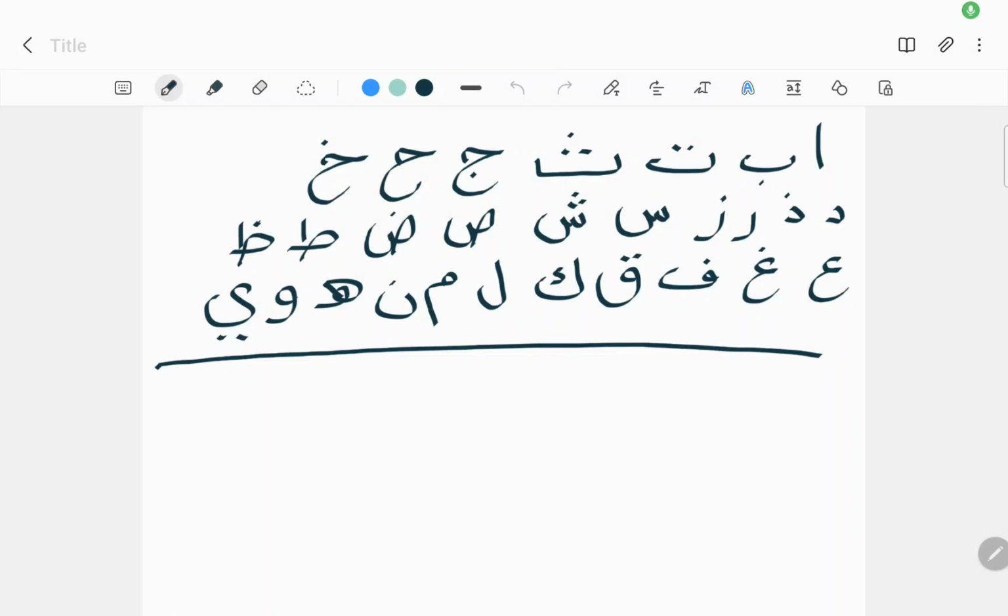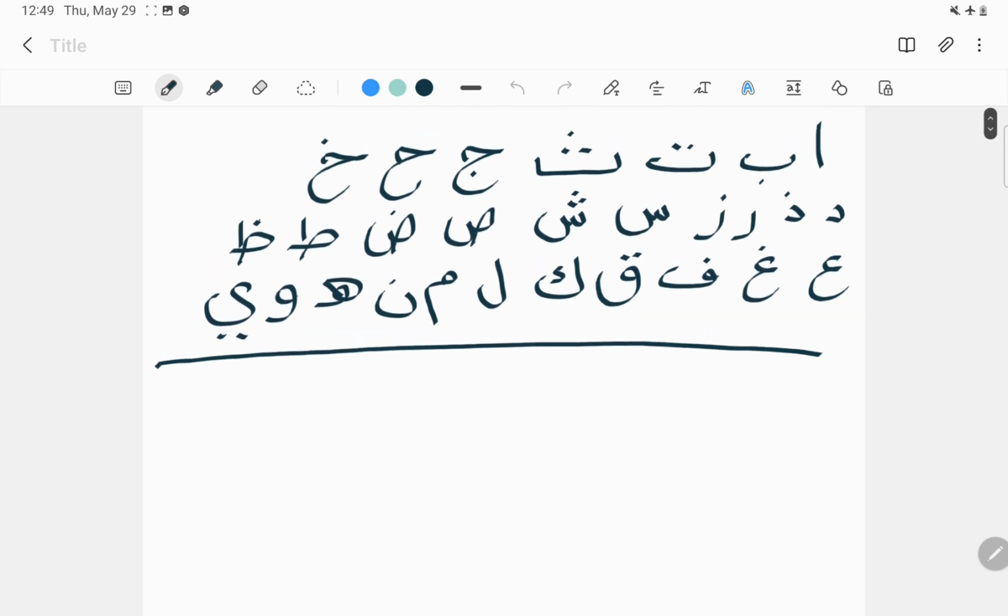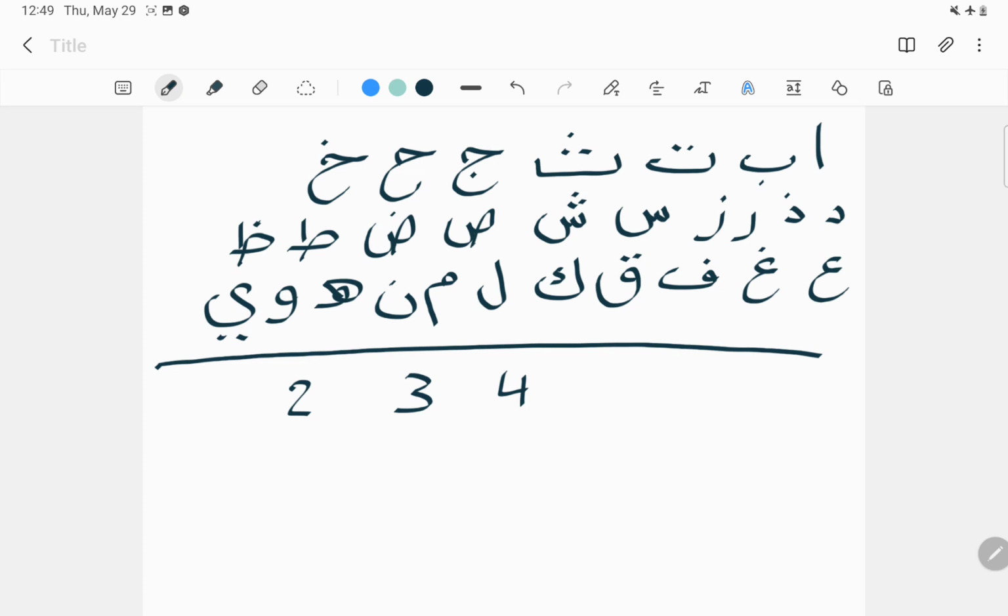Right, welcome back, guys. So far, we've finished the alphabet. It's time to put some words together, right? This is all 28 letters in Arabic. We can review them if you leave me comments below if you have a question about any of those letters. But for right now, we are going to have 2-letter words, 3-letter words, and 4-letter words.